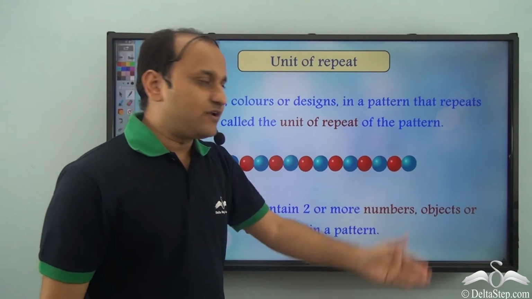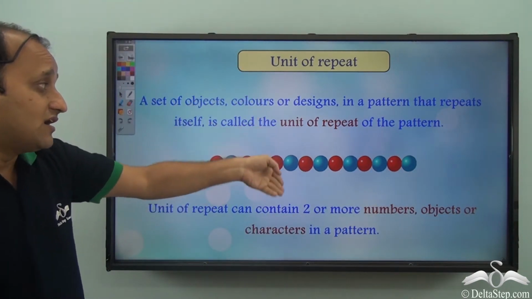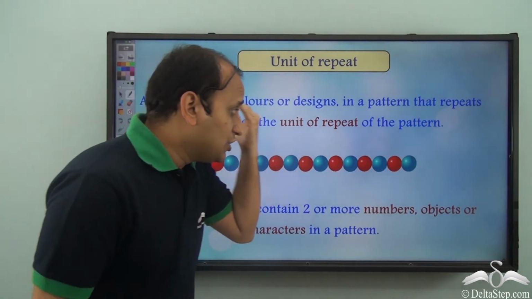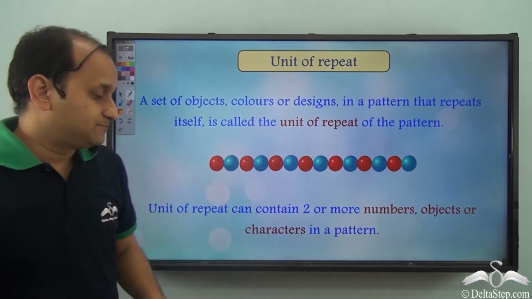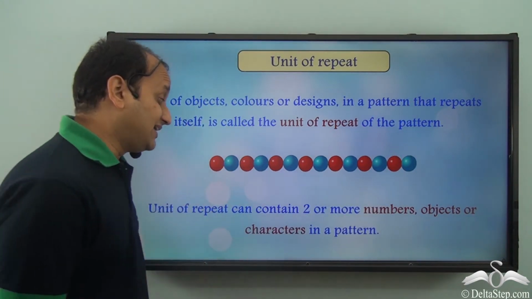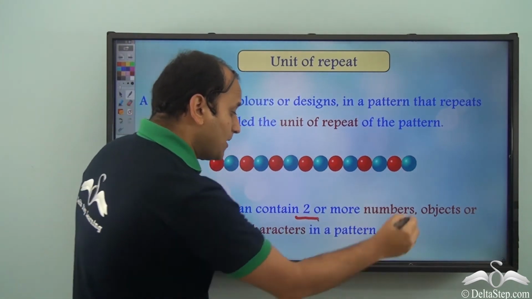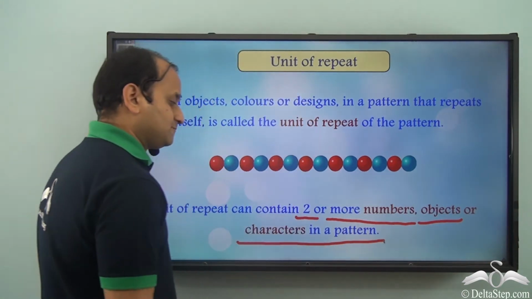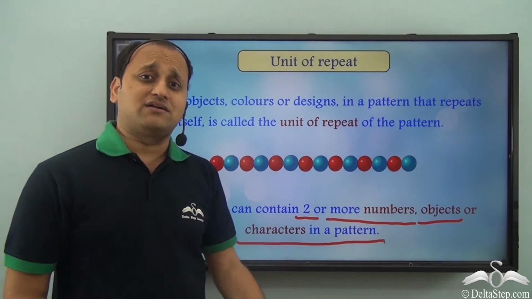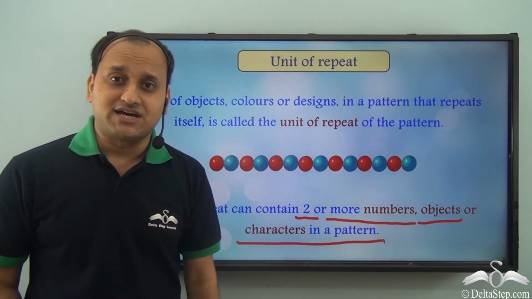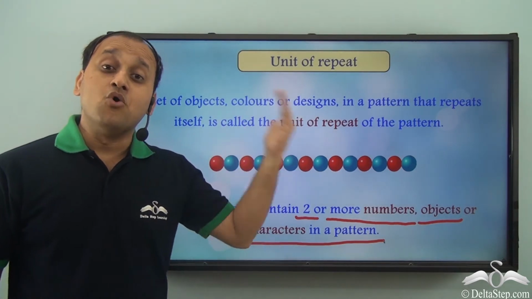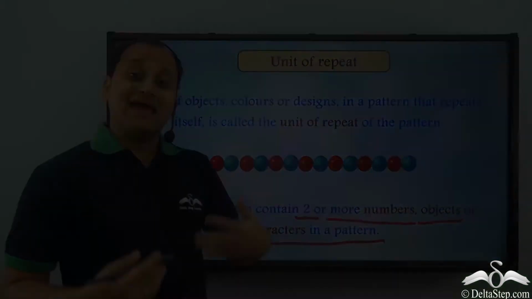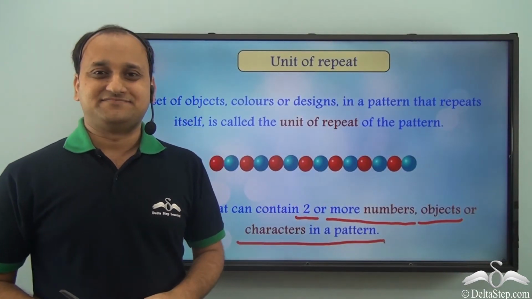So when we talk about unit of repeat, a set of objects, colors or designs in a pattern that repeats itself is called the unit of repeat of the pattern. Now a unit of repeat can contain two or more numbers, objects or characters in a pattern. So it is not necessary that a pattern will always have just two objects. It can have two or more. In fact, any number of numbers, objects or characters, and they make a pattern.